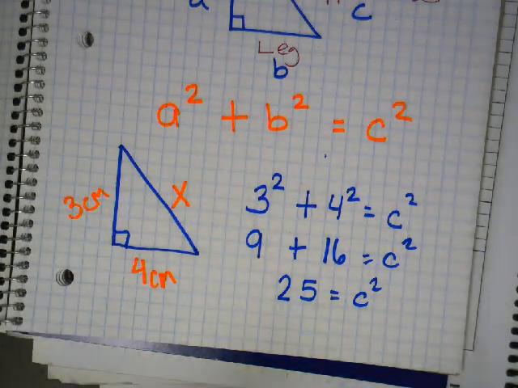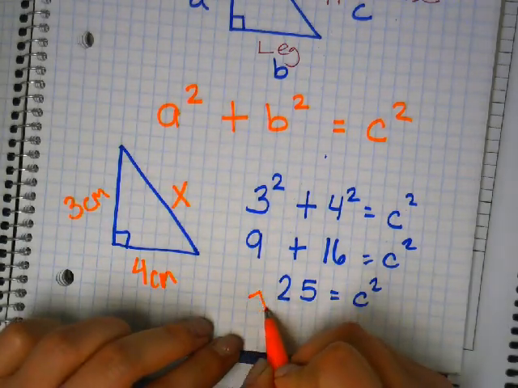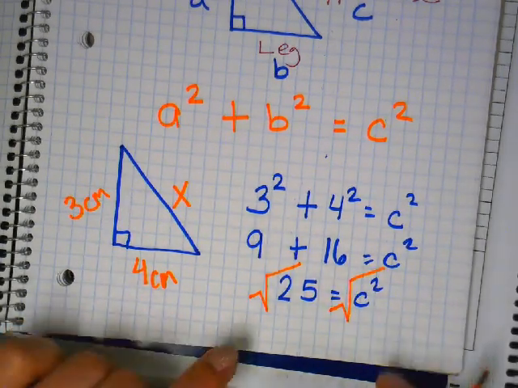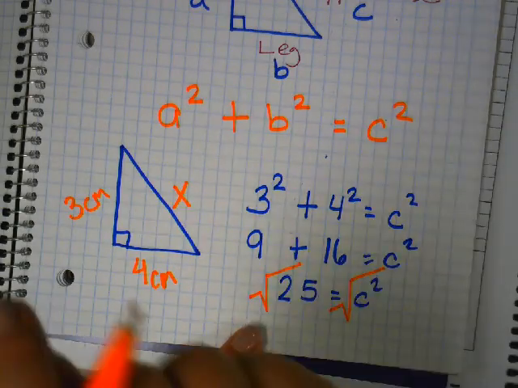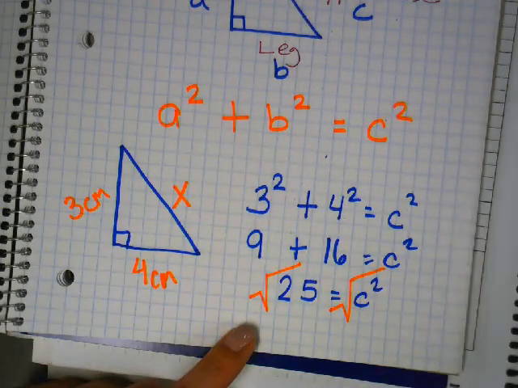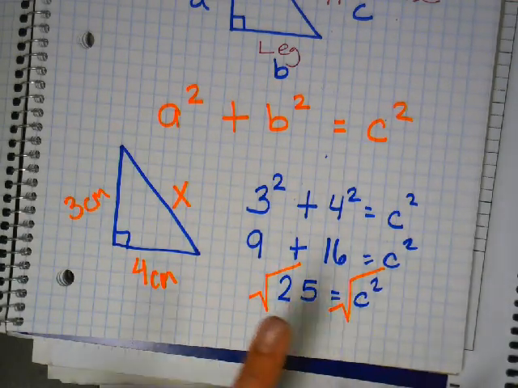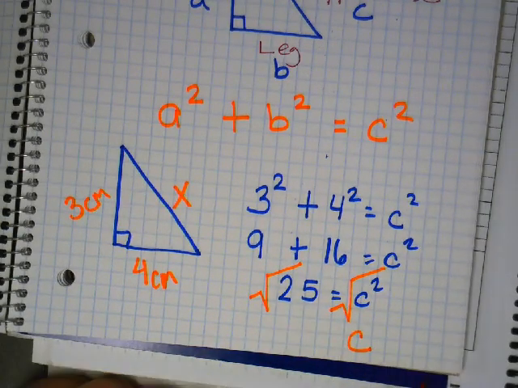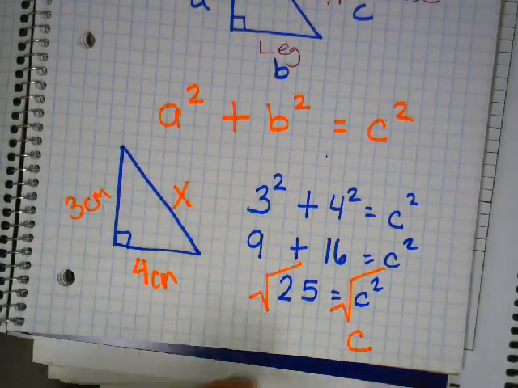This is the part where first period lost points on their classwork. You have to show me that you're taking the square root of this side and the square root of this side. You have to show me that you're square rooting both sides. Kind of like on the do now number 1, where you had to subtract 1 on this side and subtract 1 on the other side and then divide by 6. So I square root on this side and square root on this side. What am I left with on this side? Just c. I got rid of the little 2 by taking the square root.